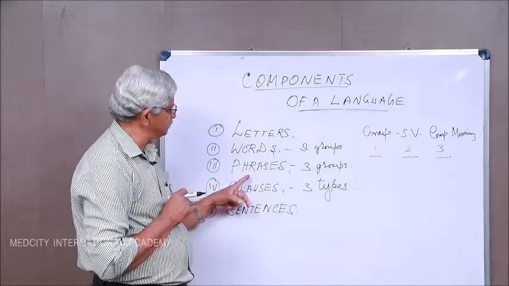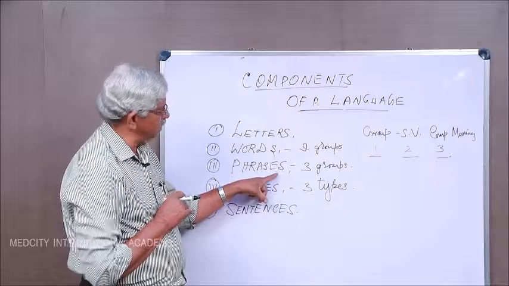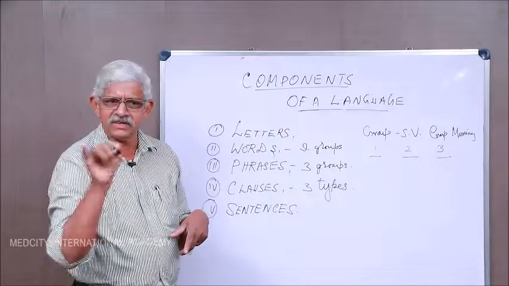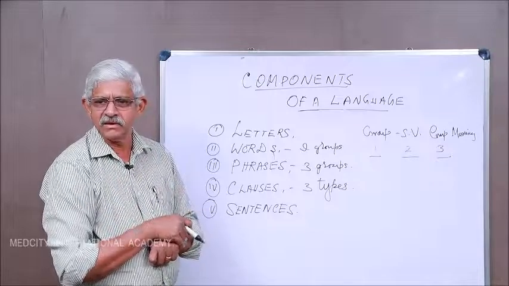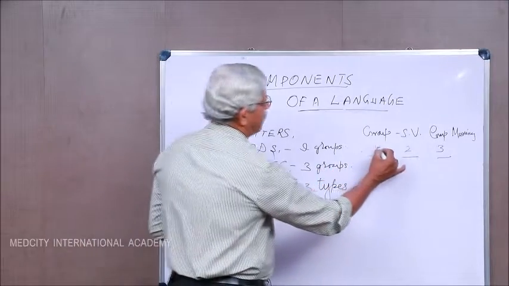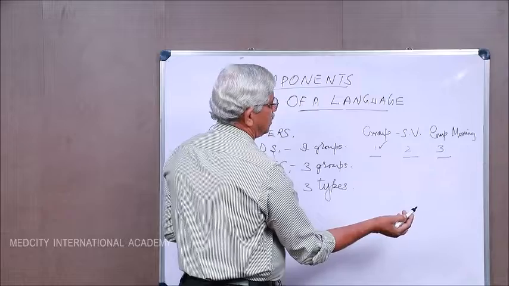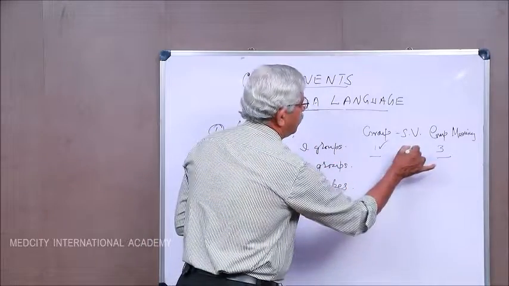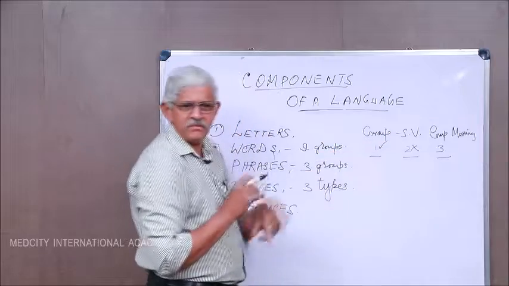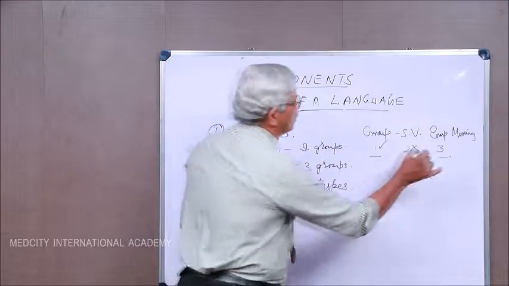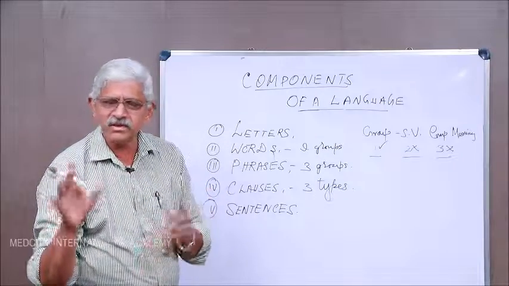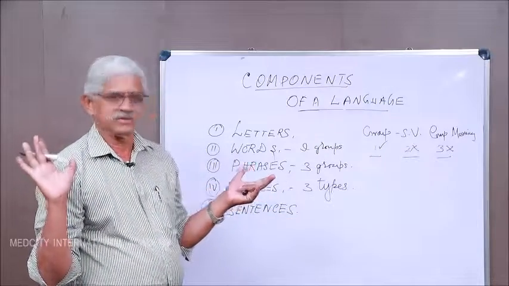Now we shall look at a phrase. Of these 3 conditions, how many conditions does a phrase fulfill? A phrase is a group of words. Is there a subject and verb in the phrase? No. Is there complete meaning in the phrase? No. So, only one condition is fulfilled in a phrase, that is, it is a group of words.